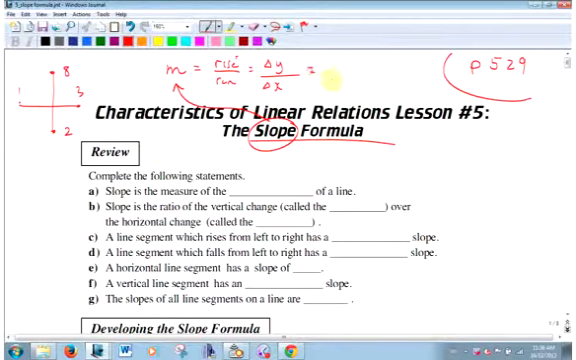Okay, what we're going to do today is the other stuff it has there. y2 minus y1 over x2 minus x1. That's the slope formula. So a little bit of review.